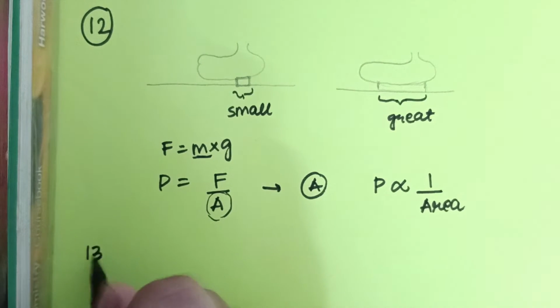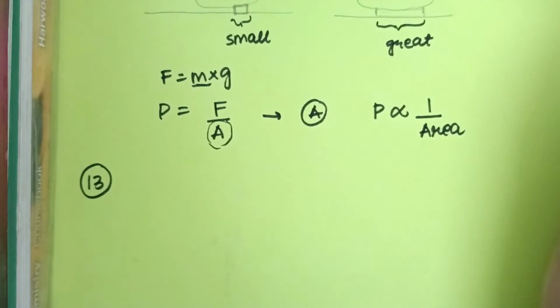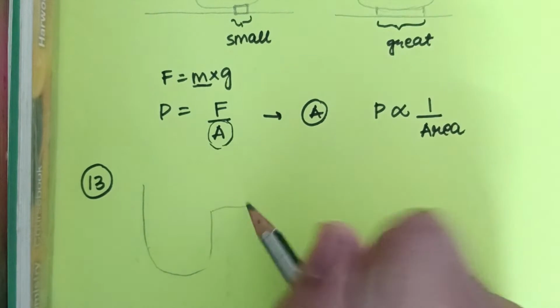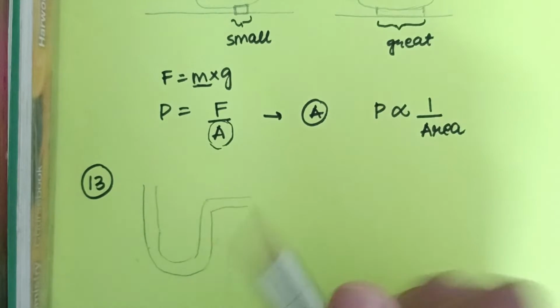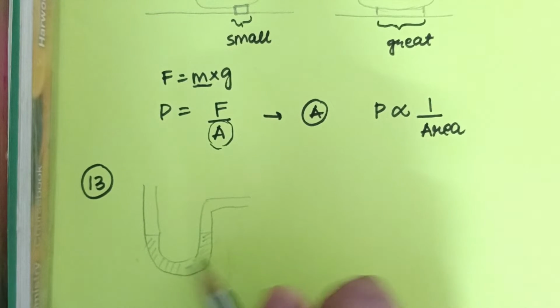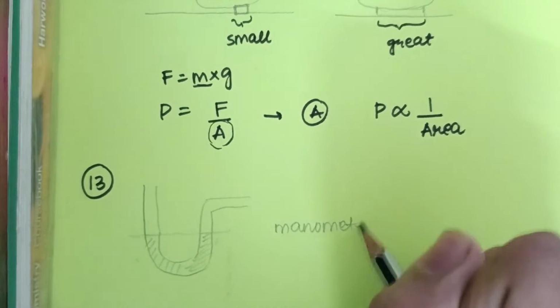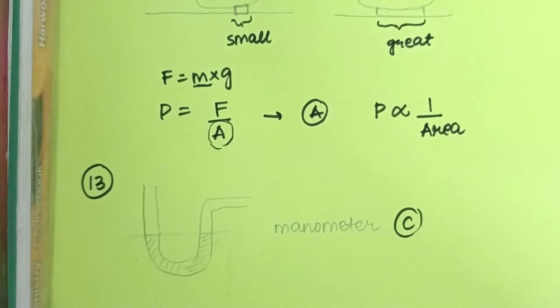On to question number 13. We have been shown an instrument which looks like this. This is a fairly straightforward question, and this is something you will have to remember. Now there's a liquid inside this instrument like this, and the level of the liquid is the same. This instrument is used to measure the pressure inside a container, and it is called a manometer. Therefore the answer is C. You'll have to remember that this instrument is called a manometer.